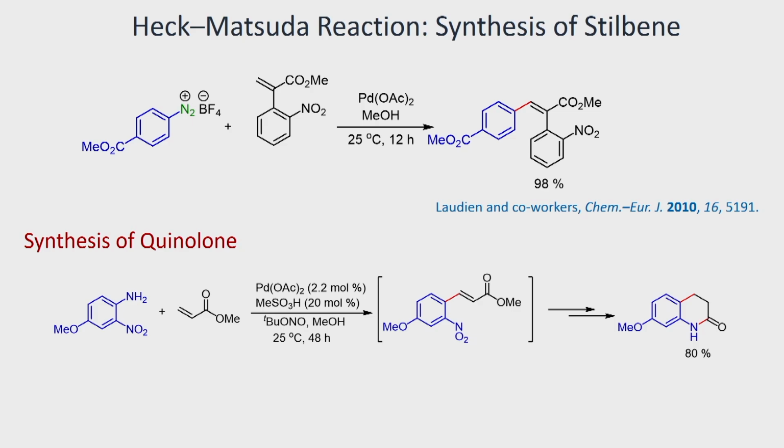The next example is the Heck-Matsuda reaction. As all of you know very well, the Heck reaction. If you have the aryl halide, for example, bromobenzene, and any alkene which has an electron withdrawing group, it can undergo addition reaction using, as we have already seen, palladium(II) acetate and a substituted phosphine ligand in the presence of base.